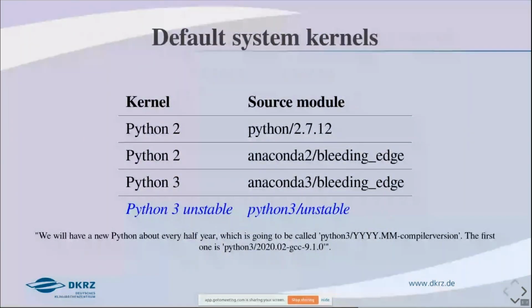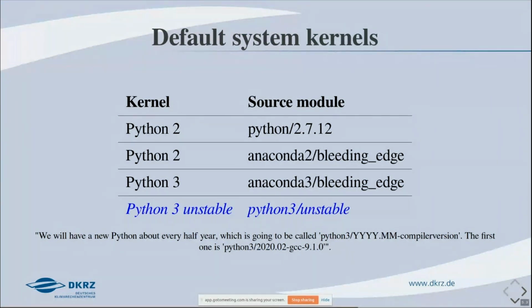On Mistral, we have various kernels automatically installed. When I say system, it means that you cannot change the content of these modules or kernels or install new packages. Probably we are going to remove the Python 2 kernels because starting 2020, Python 2.7 is no longer maintained. The most recent module can also be accessed via the shortcut Python 3 and stable. And I recommend all our users to use this module.